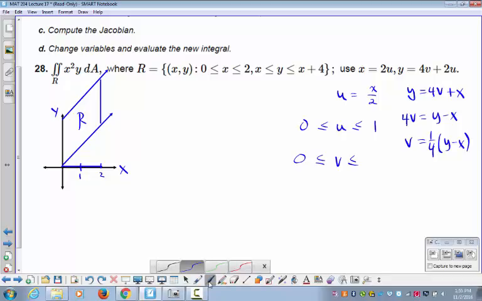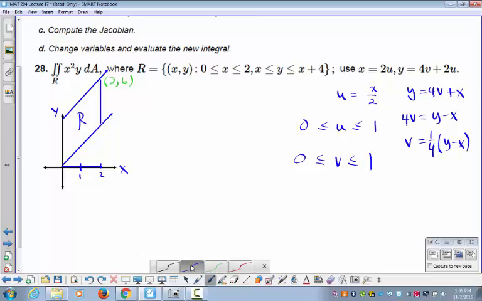And then how about if we look at the maximum possibility? How do we make y minus x maximized? What's this intersection point up here? That's 2 comma 6. So the largest y ever is 6. And when y is 6, x is 2. So the end of the v range is going to be at 1.